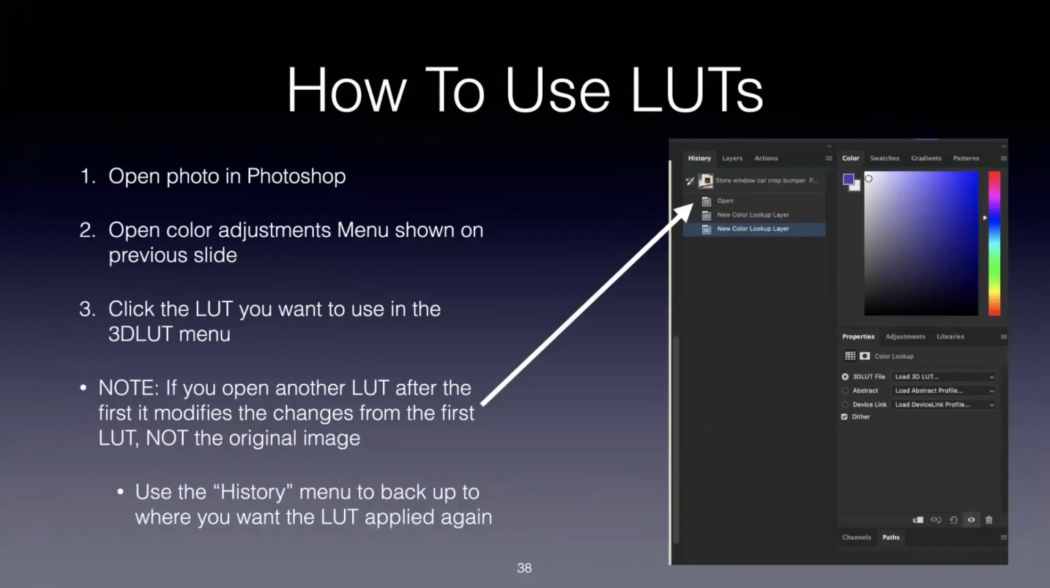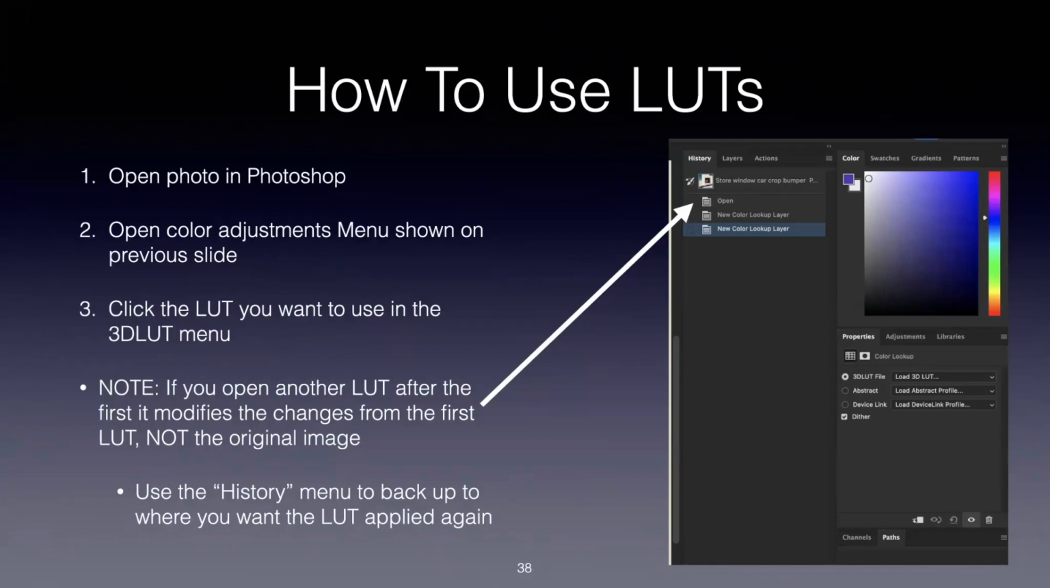You open your photo in Photoshop, and this again is the history menu. If you see, it's history, layers, and actions. This is just how I set up my Photoshop, but however you do yours, you can find these same menus, and you may put them in different places on your interface. Open the color adjustments with that little grid and select the LUT you want to use. And you see it says new color lookup layer. That's what it does when it executes the LUT. It does a double entry of that.